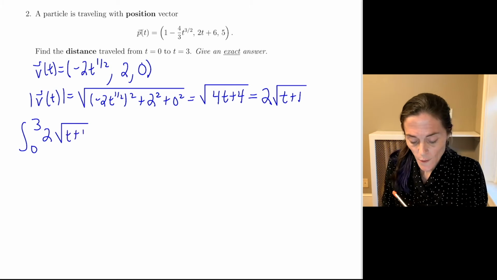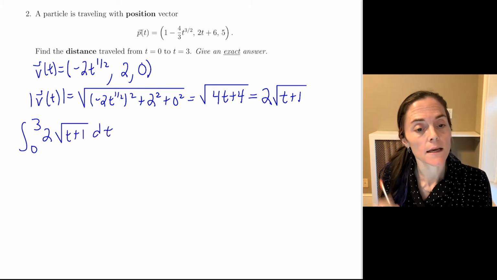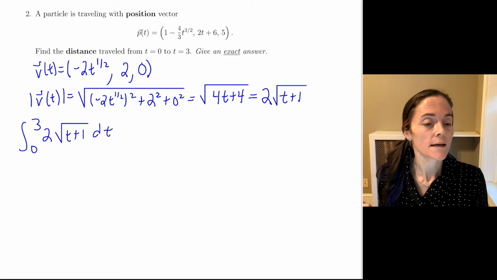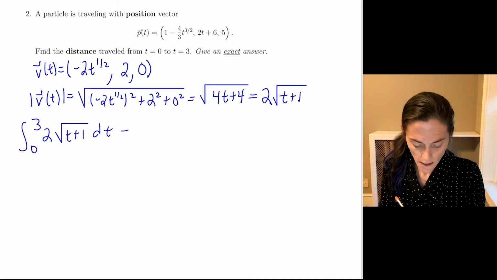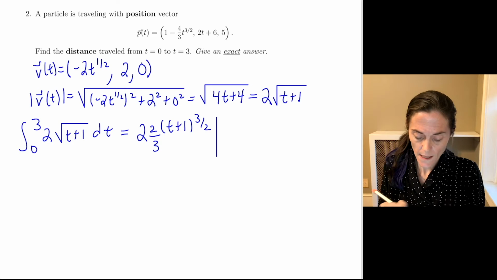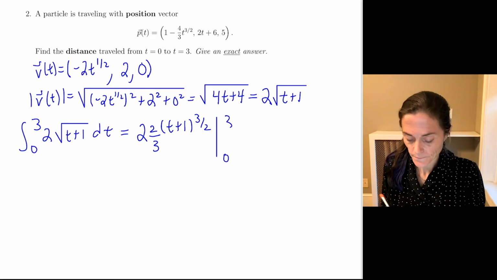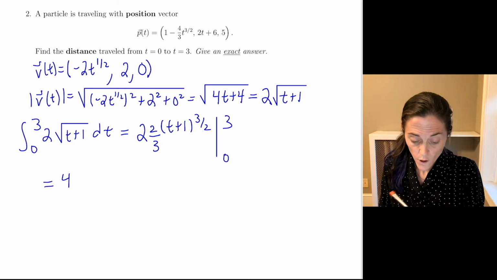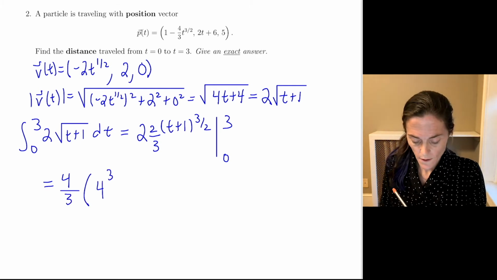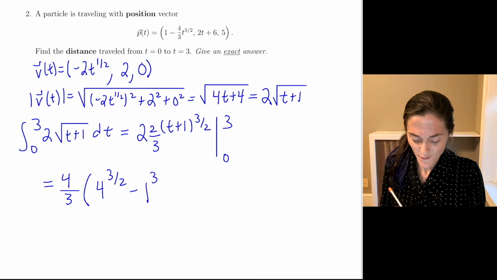This is technically substitution, but my inside function has derivative 1. So personally, I would just integrate this. Write down the 2, and then we add a power, and then we divide by the higher power, evaluated between 0 and 3. We have 4 over 3, and then we have 4 to the 3/2 power minus 1 to the 3/2 power.